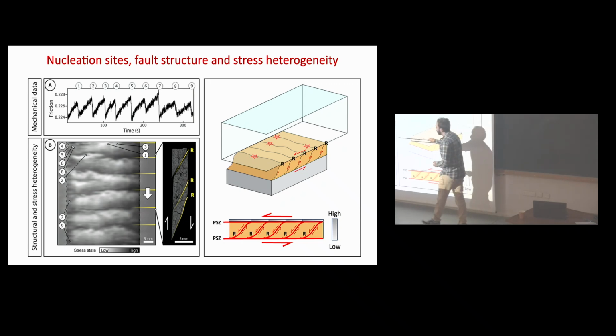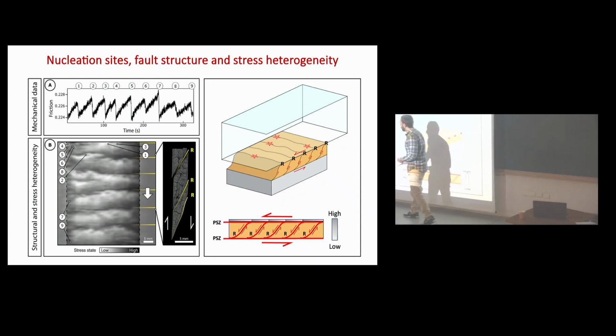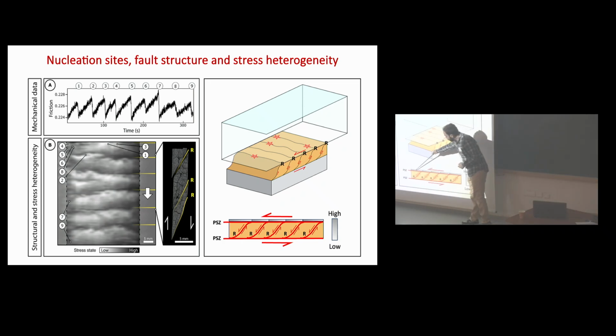And this segmentation is actually produced by the intersection between the principal slipping zone, this really localized region here at the contact, and the Riedel shears that are segmenting the fault zone. So there is a really strong control exerted by fault zone structure on the fault slip behavior.